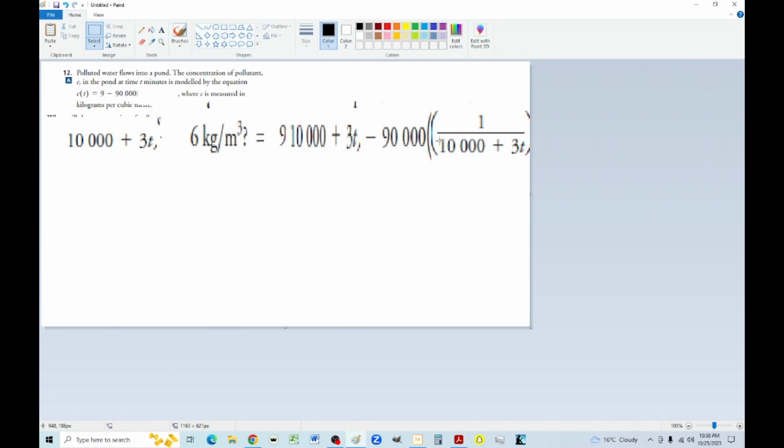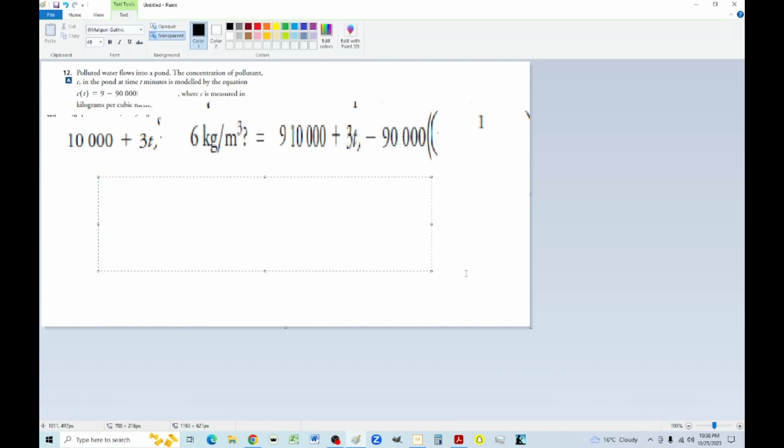And on this left side, the denominator is just going to disappear. So that means on the right side, we're going to get 60,000 plus 18t is equal to 90,000 plus 3t minus 90,000. So those 90,000s disappear. Oh, 9 times t is going to be 27t, and it's going to be minus 9,000. So it's going to be like that. When I bring the 18t over, we've got 9t.